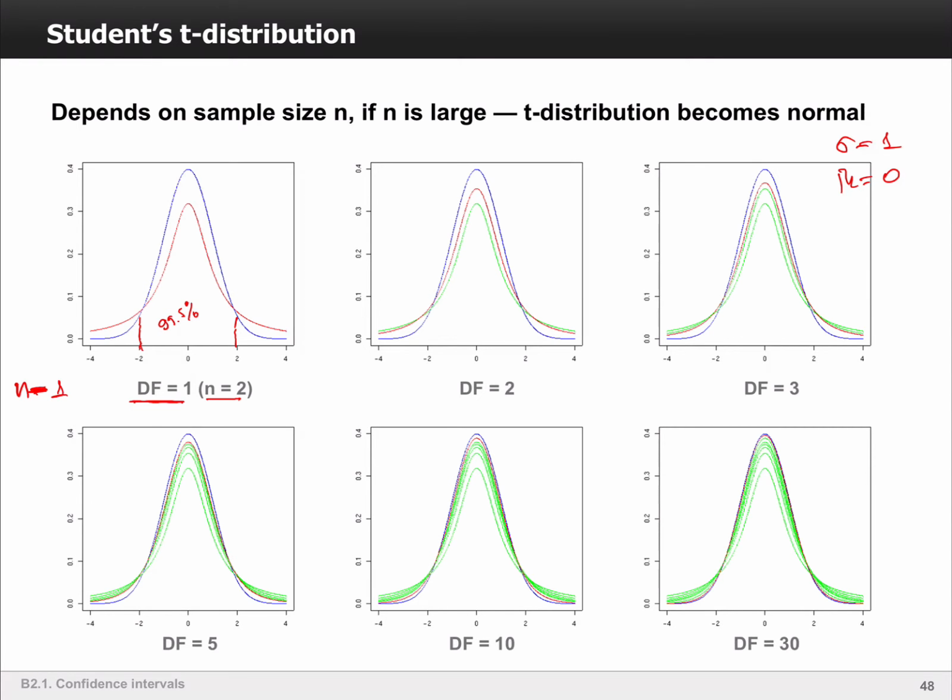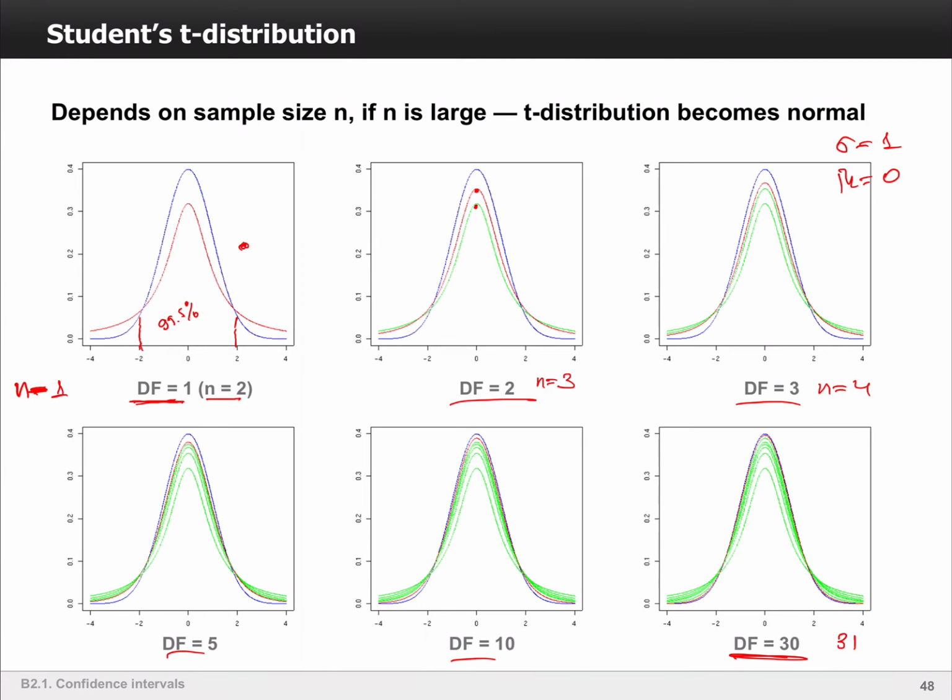So if degrees of freedom is 1, this is very flat. If degrees of freedom is 2, it means that the sample size is 3. You see, this is the new line, and this is the previous one that we have just seen here, okay? So you can see that it gets a little bit closer to the normal distribution. And then if you increase the sample size to 4, it gets even closer, even closer, even closer. This is, for example, a sample size of 31. And you see the red curve and blue curve are very close to each other, but still there is a difference, okay?